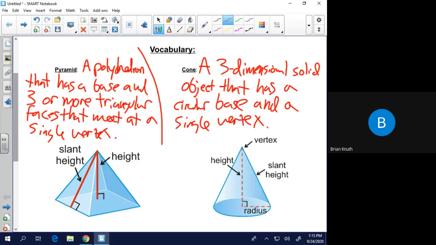In our cone here, again, we have our vertex. This is the point on top. We have our height. We have the radius from the bottom, the base, which is our circle. And again, we have slant height, but we won't be using slant height.